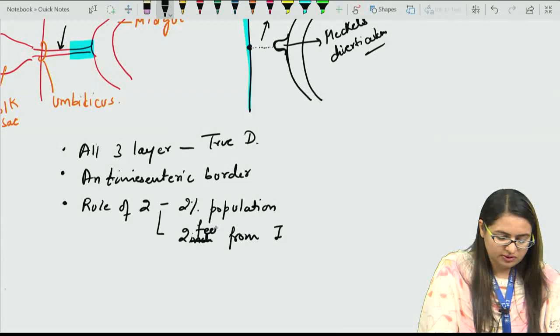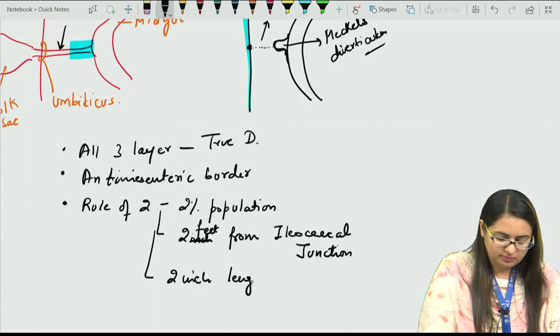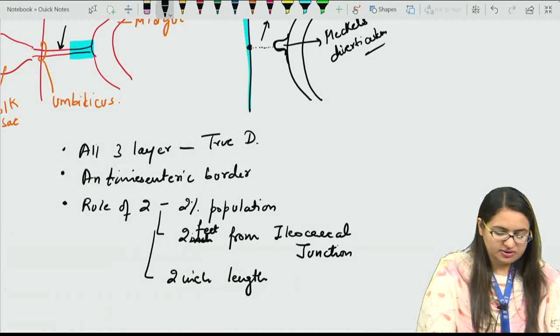It is 2 feet from the ileocecal junction. The length can be 2 inches. So this is the rule of 2.